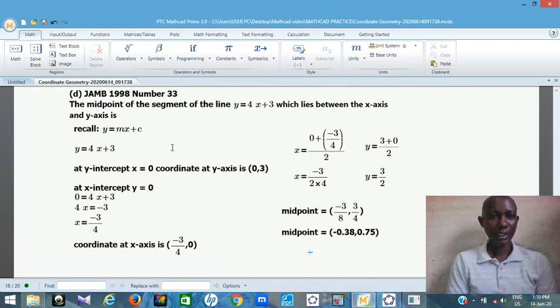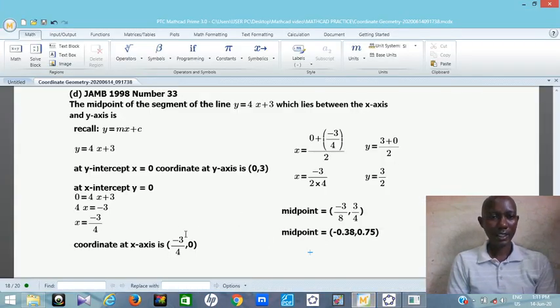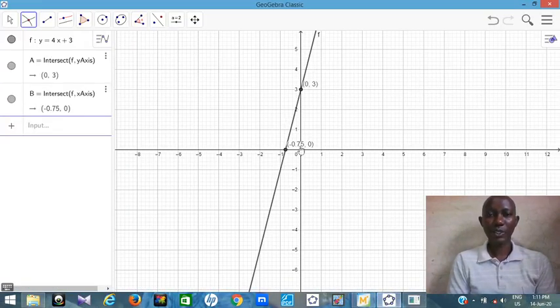You can see the y-intercept, we say 0, 3. Y-intercept 0, 3. We got that. Then the x-intercept, at the x-axis, we say minus 3 over 4, comma 0, and 3 over 4 is 0.75. You can see it, which is also correct here.